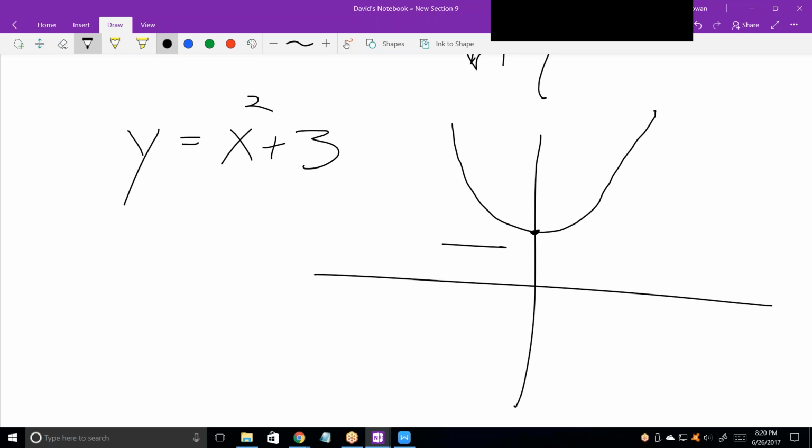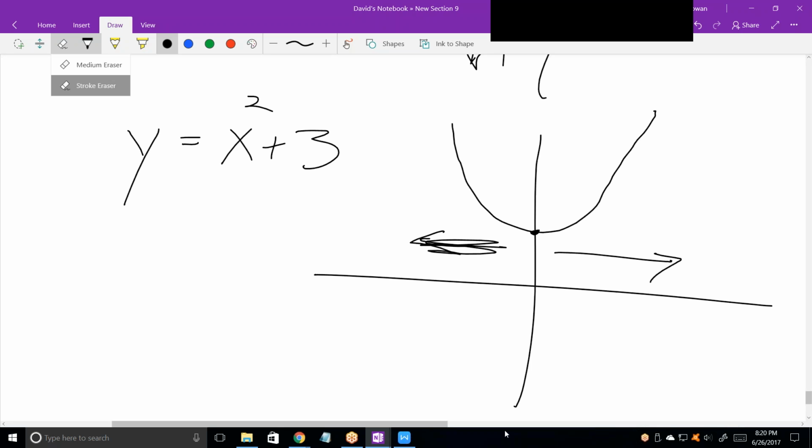We're looking, well, I'm going to look. Is there any value in that direction that x can't be? No. Is there any value in this direction that x can't be? No. X can be anything. X can be 0, x can be 1, x can be 1,000,000, x can be minus 1,000,000,000. So like I said, when you're dealing with parabolas or quadratics, the domain is almost always all reals. I can't even think of one where it would not be all real numbers.